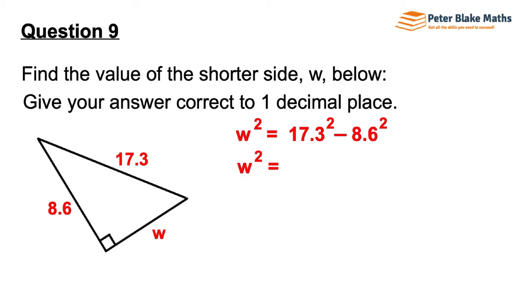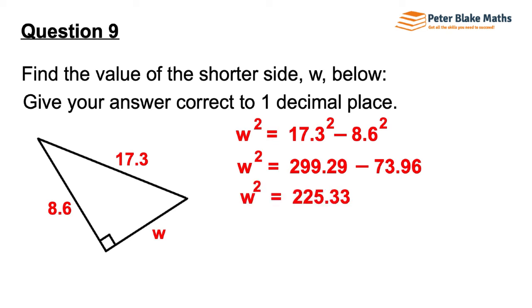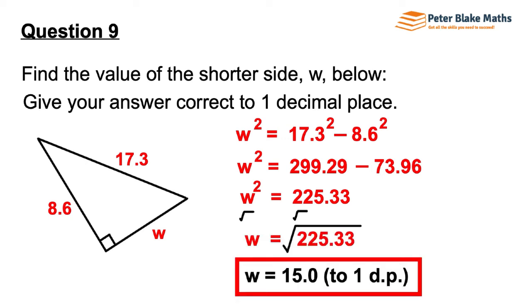This is a calculator job here, I think, for you if you're doing it quickly. 17.3 times 17.3, we get 299.29, trust me. And 8.6 squared, 73.96. And we'll be simplifying that. W squared ends up being 225.33. To get W on its own, which is what we want, we'll square root both sides. So in your calculator, we'll get a final answer of 15.0 because it was asking for 1 decimal place. So the length of W, the shorter side there, is 15.0.